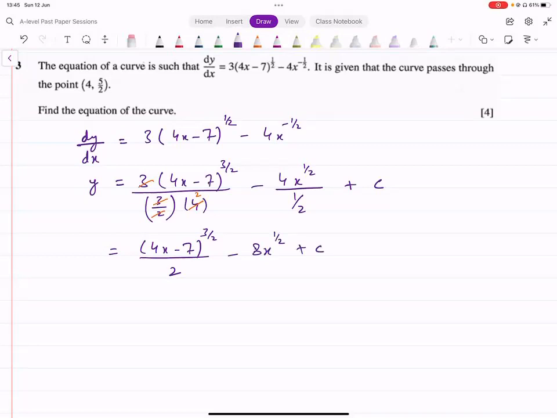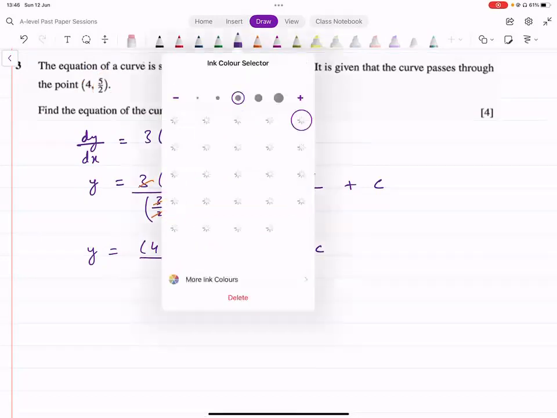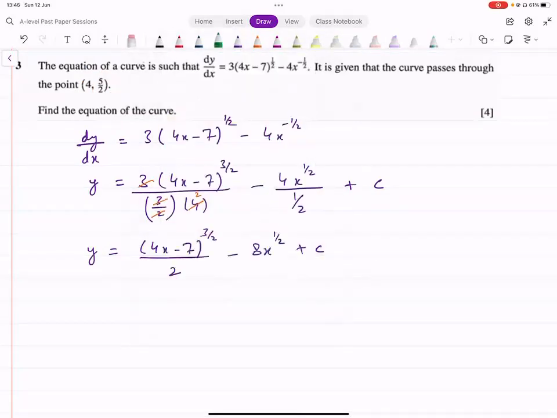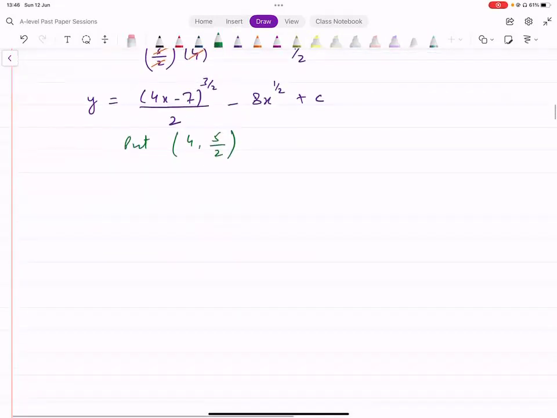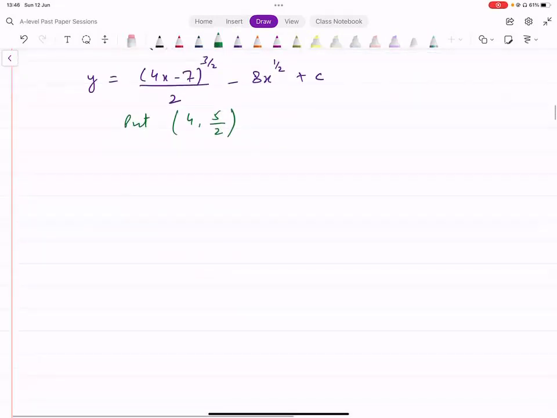Okay, so now the problem is we need to find the value of c here. So for that, we are given this point. We are given that x equals 4 when y equals 5 over 2. You have a point given, you just input that point here. Let's input 4 and 5 over 2 here. That means you input 4 in place of x and 5 over 2 in place of y and find the value of c from that.